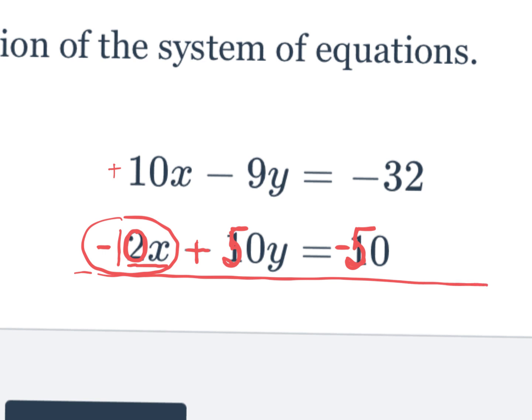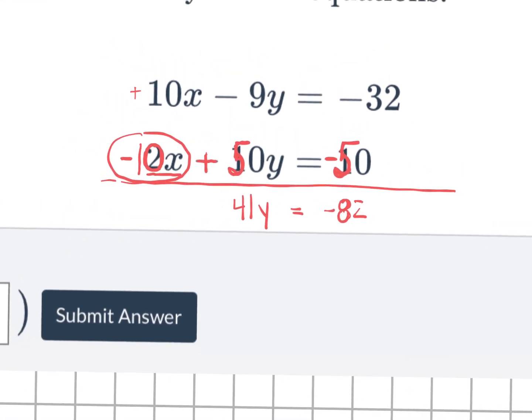10x versus negative 10x, they get rid of each other. There's nothing there. So they basically cancel each other out. Negative 9y plus 50y is 41y equals negative 32 minus 50, which is negative 82. If I divide by 41, it looks like y equals negative 2.